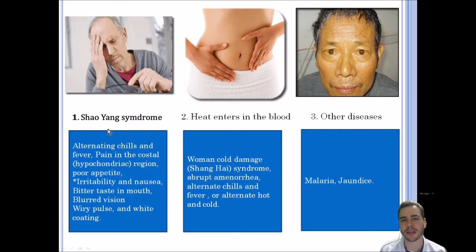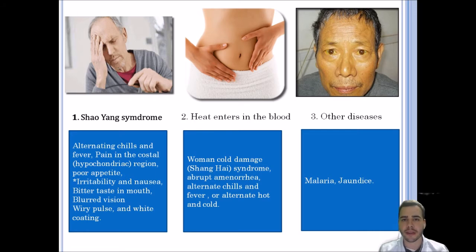We just explain it all the time, so you know. Right now, the second one, it's called heat enters the blood. Really easy. This condition happens to women because it is related directly with the period. In this case, the pathogen, these things that are affecting the exterior, enters and is also stuck there.